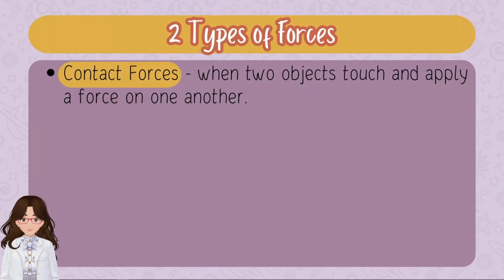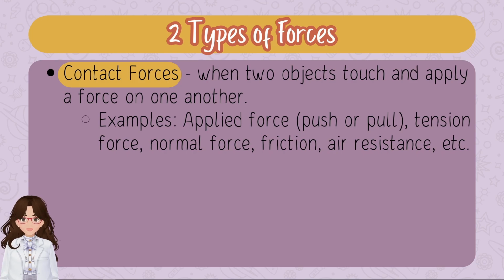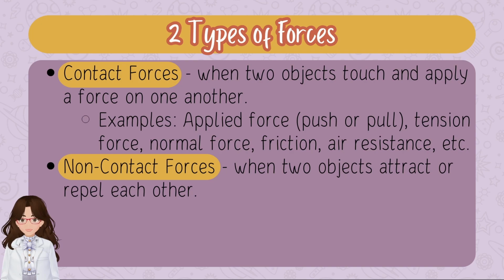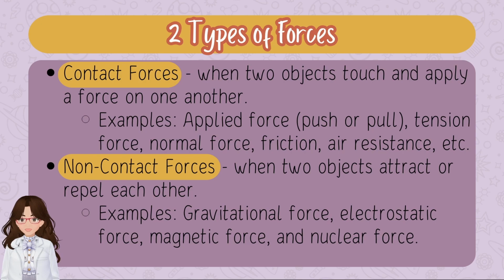So the first thing I want to do is quickly review the two types of forces. The main force that you learn about in introductory physics classes is contact forces, and this happens when two objects touch and apply a force on one another. Some examples of that are going to be applied force, like a push or a pull, tension force, normal force, friction, air resistance, and so on and so forth. Our second type of forces is going to be non-contact forces, and this happens when two objects attract or repel each other. The main example that we'll look at today is gravitational force, but there's also electrostatic force, magnetic force, and nuclear force, which you'll learn about in a modern physics class.